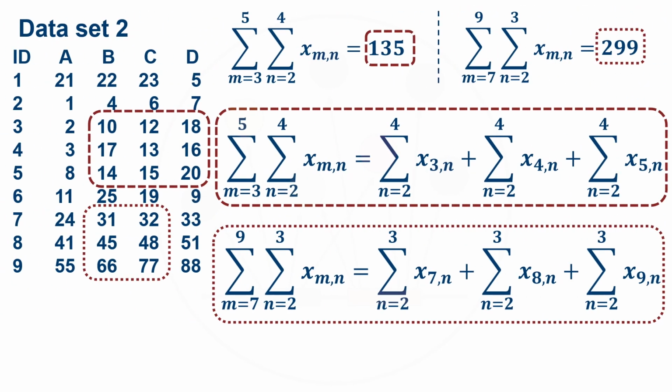This slide kind of summarizes what we're doing. The double summations represent rectangles in our data table. Our first double summation, represented by the dashed line, for rows 3 to 5, columns 2 to 4, would give us 135. The second summation, represented by the dotted line in the data table, is that sum for rows 7 to 9 and columns 2 to 3, and that was 299. And you can see for each of those double summations how we can expand out the double summation into just a set of single summations that are much easier to work with.